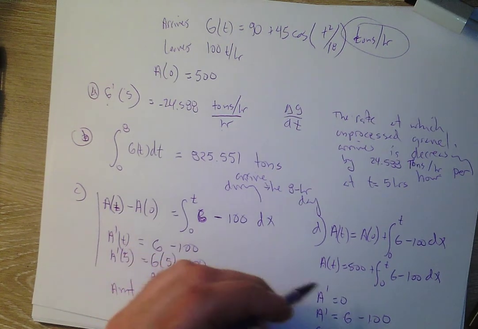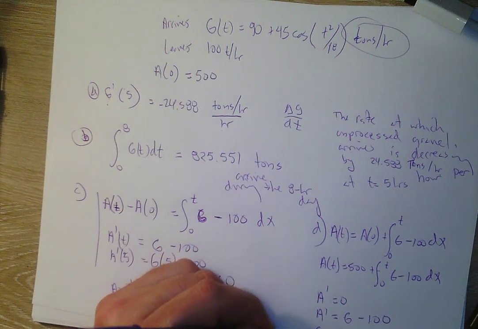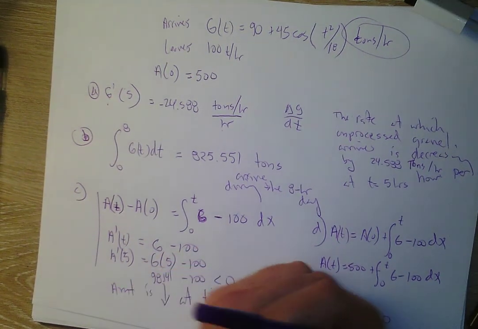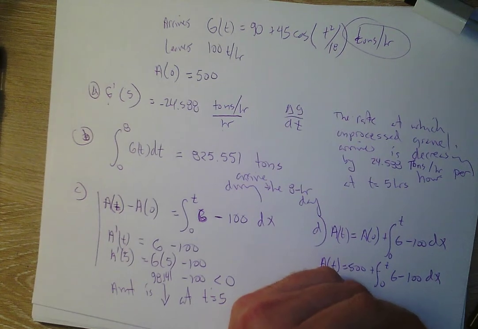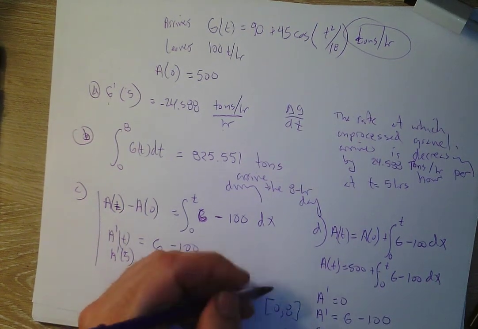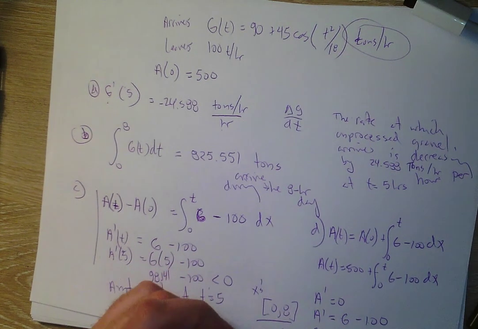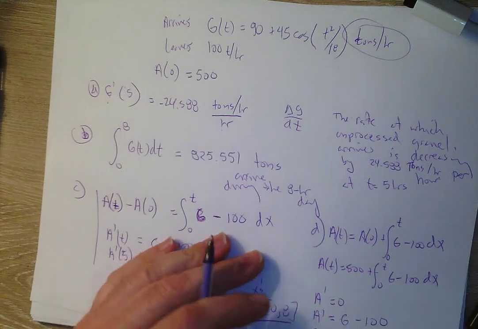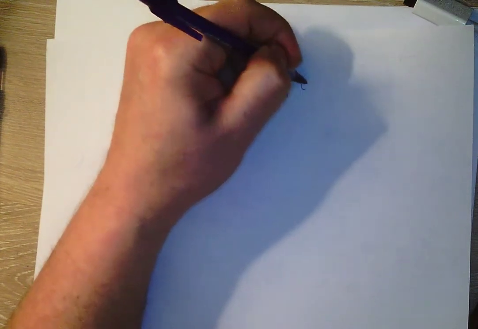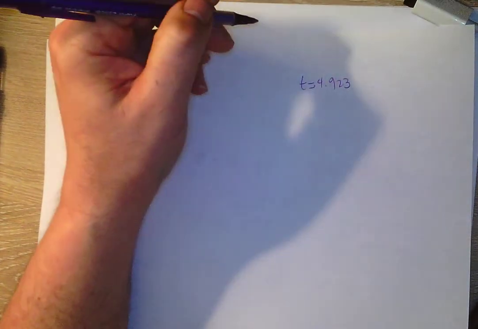So this is the time to graph g on your calculator, graph 100 on your calculator, going from 0 to 8 with your x's, and then to find that point of intersection. So when I did that, I found that at time equal to 4.923, they intersected.